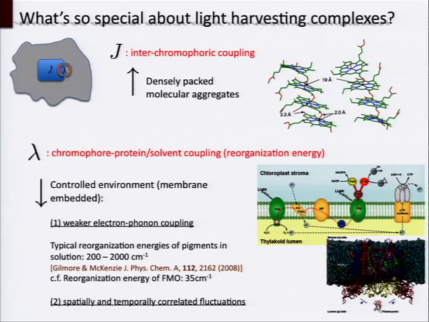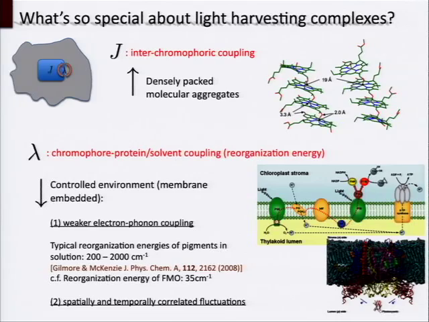If you put things inside a membrane, they're in a more controlled environment than just in some bare solvent. Okay, and it turns out if you look at how strong the electron-phonon coupling is, how strongly the chromophores are coupled to the vibrations in the system, it's orders of magnitude smaller than what you'd expect in a typical solvent. This coupling is called the reorganization energy. If you look at the reorganization energy that you calculate in a typical solvent, it's about 200 to 2,000 wave numbers. And for the FMO, it's about 35 wave numbers. So it's drastically smaller than what you see in a typical solvent system.